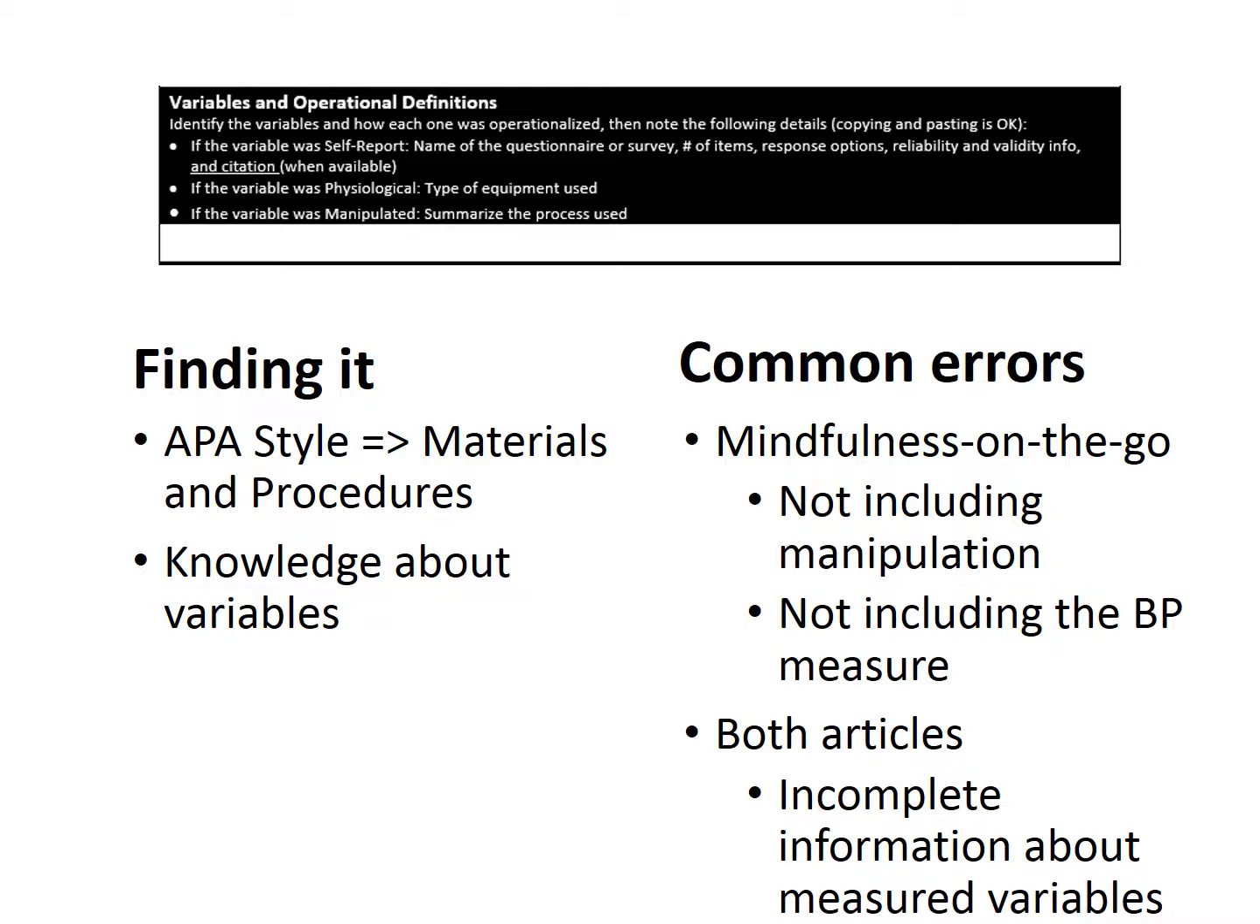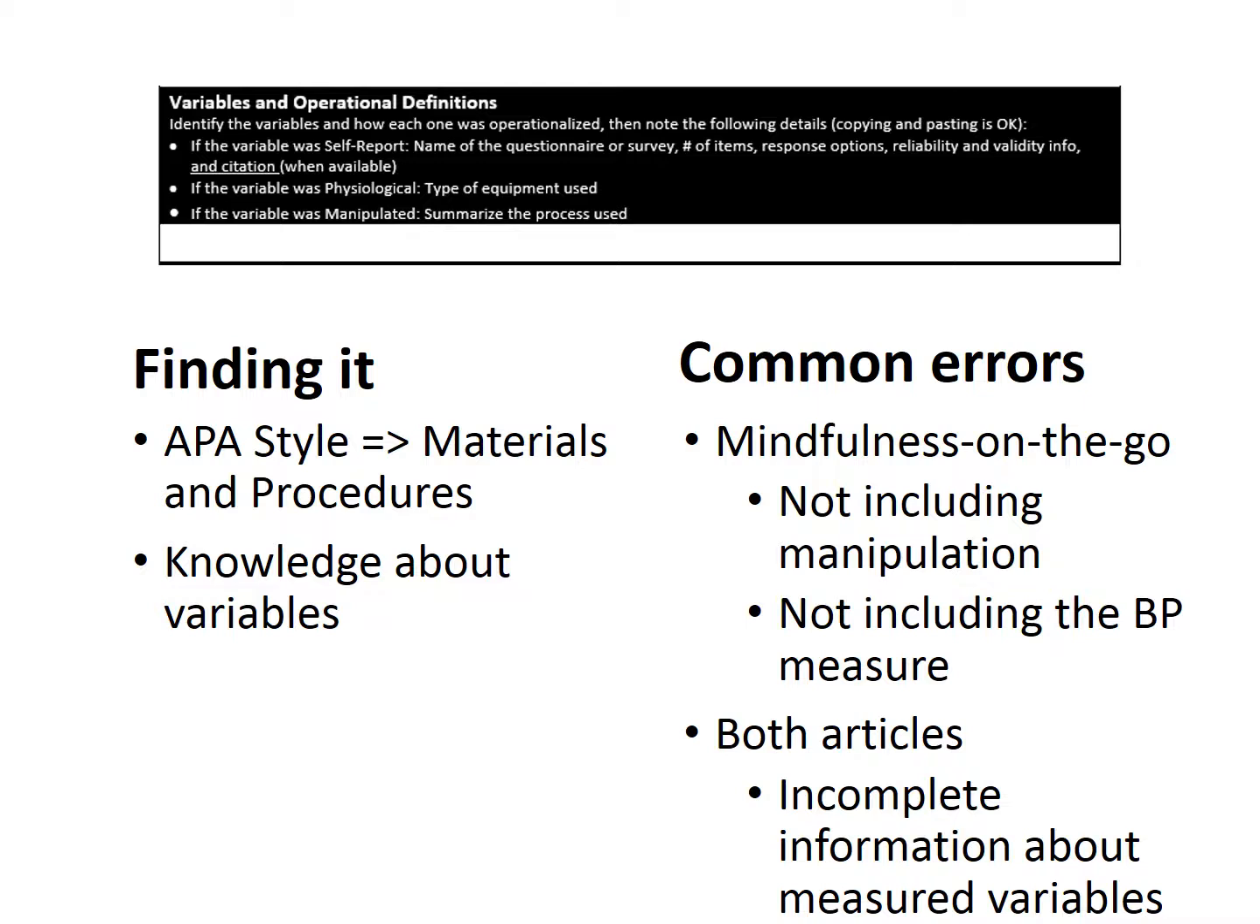There were two common errors in this section. About half the students in each section read the mindfulness article, so over 30 people overall, and only 2 included the manipulation of the mindfulness variable. That was an important part of the study because it's what they thought would influence well-being and workplace stress.